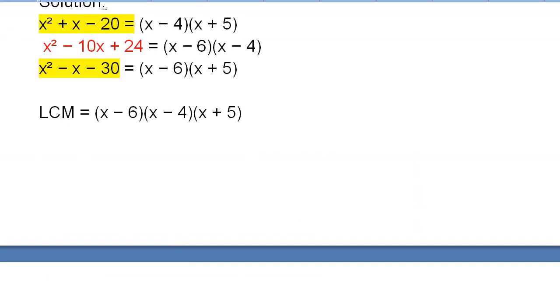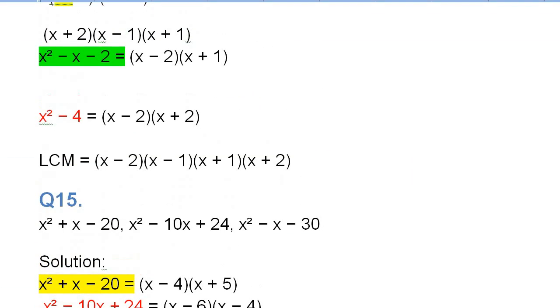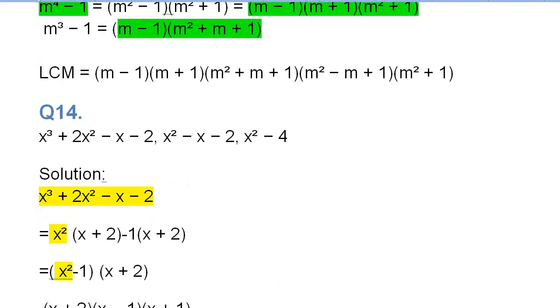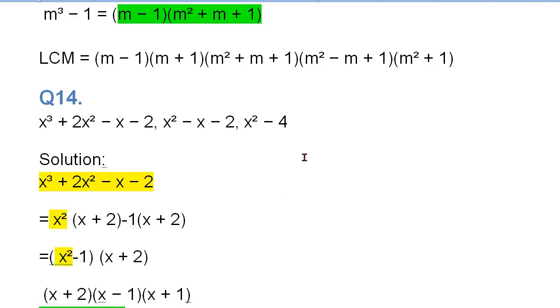Question number 14. Now question 14 is again this type of middle term breaking. You have these three polynomials. Now in this, you will take x square common, x plus 2 will be remaining minus 1, you have to take x plus 2 common, you have x square minus 1, now again a square minus b square formula, breaking x minus 1 and x plus 1.